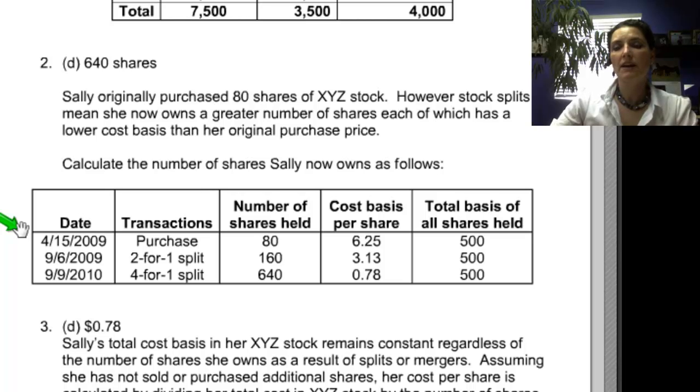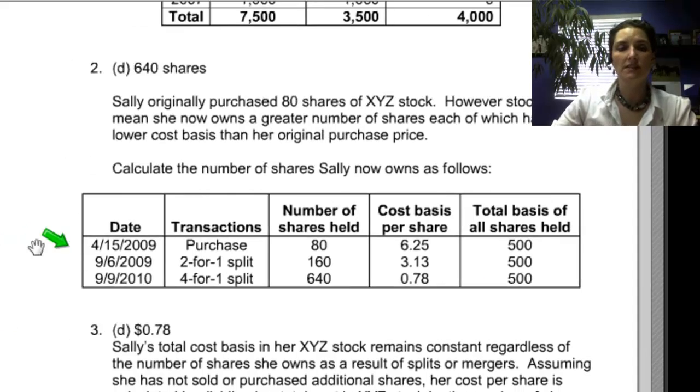And each time we multiply out the number of shares, the cost basis per share is divided. So she originally purchased 80 shares at $6.25. If those shares double in number, then the cost per share will drop by half. So $6.25 divided by 2 is $3.13. And if there's another 4-for-1 split, we'll go $3.13 divided by 4, and that gives us 78 cents per share. And you'll observe that all the way through, the total cost in all shares held is unchanged, but the cost per share has dropped and the number of shares has increased.